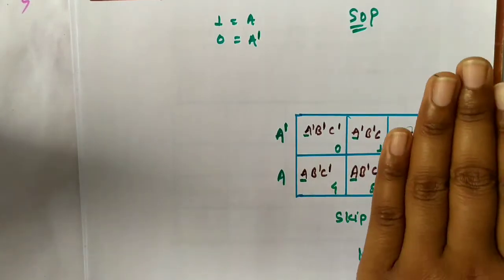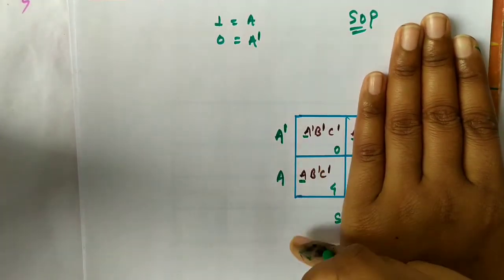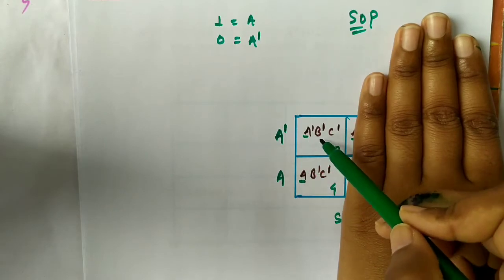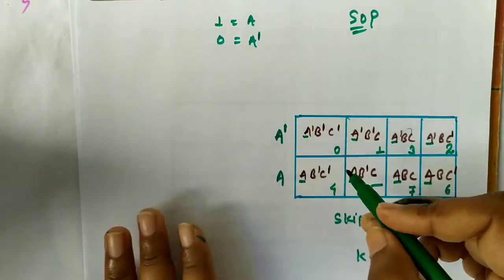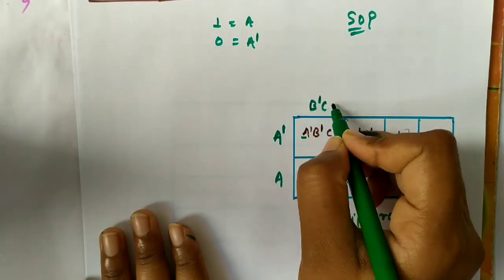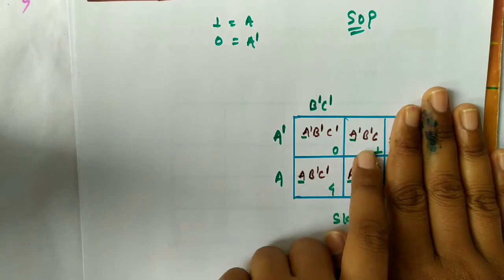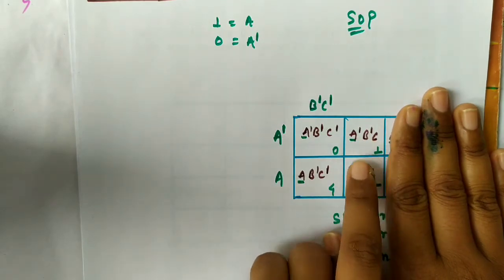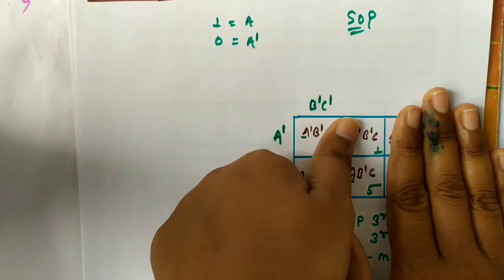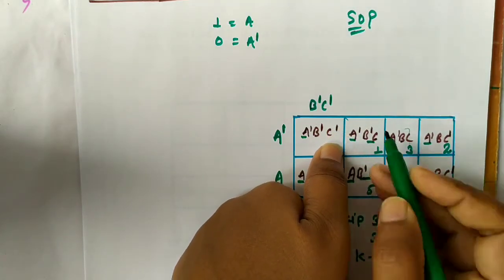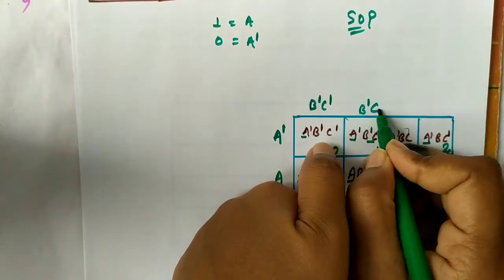For the column, in this column, which value is same? Here A dash, here is A. Both are not same. But B dash, C dash, B dash, C dash. So, we have to take B dash, C dash. Then the second one, here is A dash, B dash, C. A dash, B dash, C. Here A dash is not same. But B dash, C is same. So we have to write B dash, C.